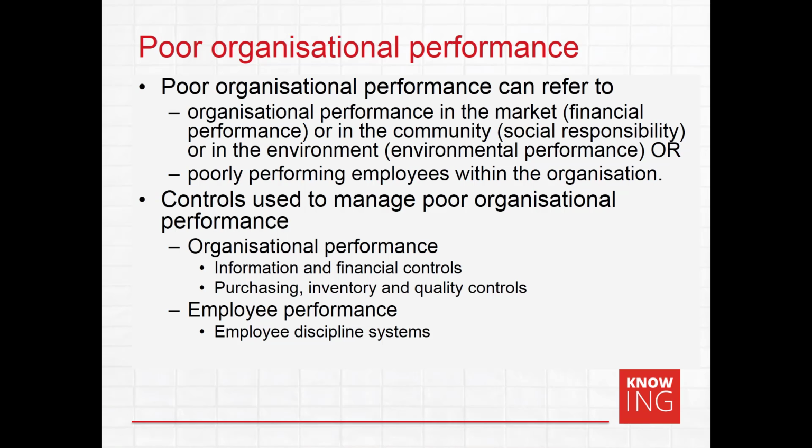So what kinds of controls can organisations use to manage poor organisational performance? To manage organisational performance, organisations could use information and financial controls, such as liquidity, which tells an organisation what their ability to pay their bills is, which is why business students study accounting. Organisations can also use purchasing controls to reduce the amount of stock the company has to store, such as used in just-in-time scheduling, or inventory controls or quality controls, such as the ISO 9000 accreditation standards or Six Sigma programs. Poor employee performance is managed through employee discipline systems, such as reprimands, warnings, or penalties.